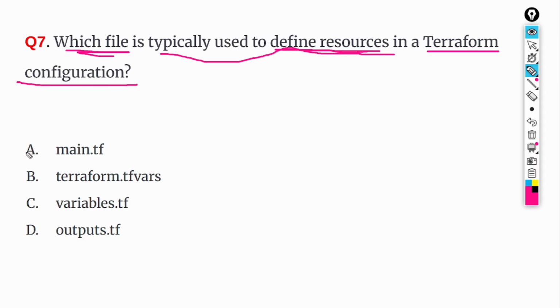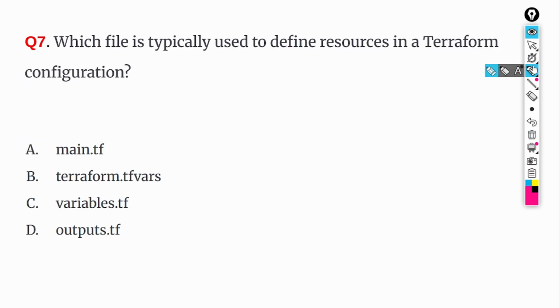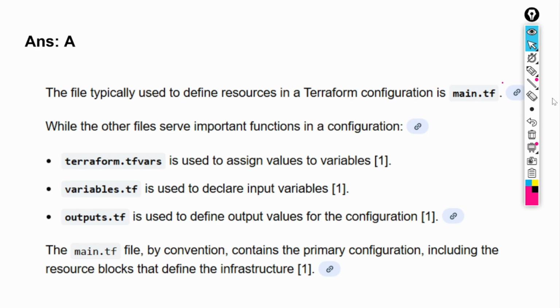They have given option A is main.tf, option B is terraform.tfvars, option C is variable.tf, and option D is outputs.tf. Obviously we can directly say, because we are going to define resources, resources we always define in the main file. I have some justifications too. Okay, here it is. I have added some notes.